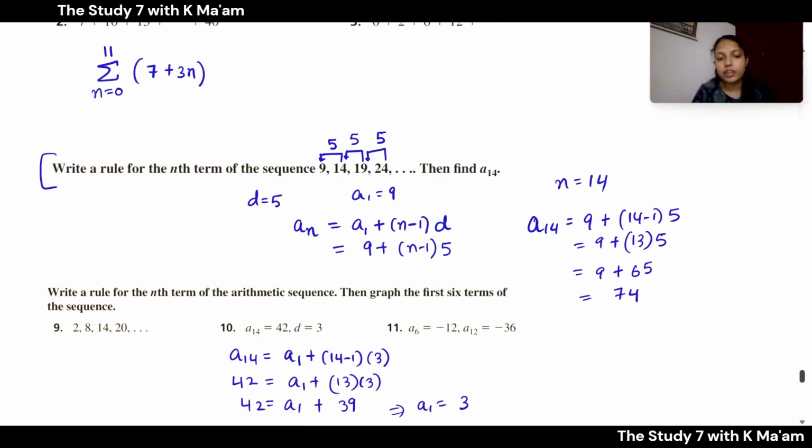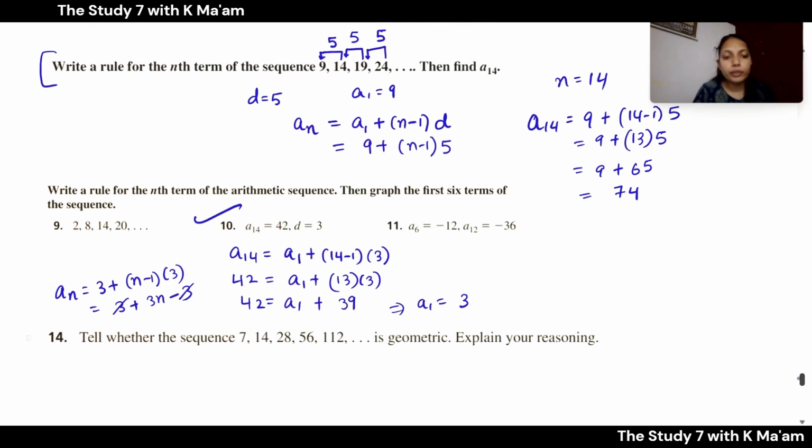Let's write its general term. The general term of question number 10 is the first term plus n minus 1 times 3. You can open the brackets. 3 plus 3n minus 3. 3 and minus 3 cancel and you are left with only 3n. So the nth term is 3n.